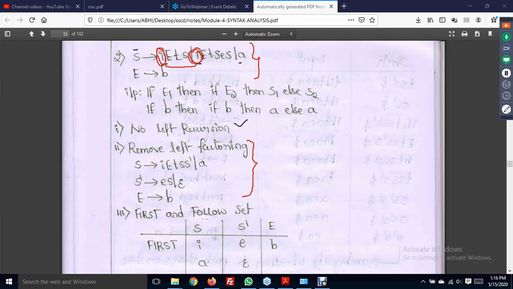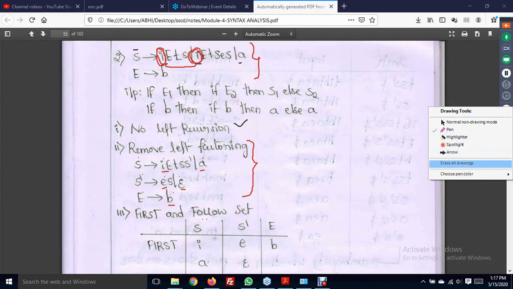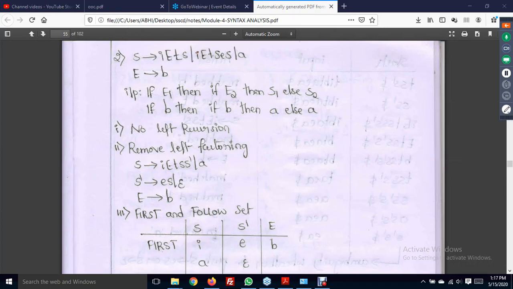Again, you have to check whether this grammar is free from left recursion. S and I is not repeating, S and a is not repeating, S dash and E is not repeating, S dash and epsilon is not repeating, E and b are not repeating. So this grammar is free from left recursion. I and a are different, E and epsilon different, b. So it is also free from left factoring.